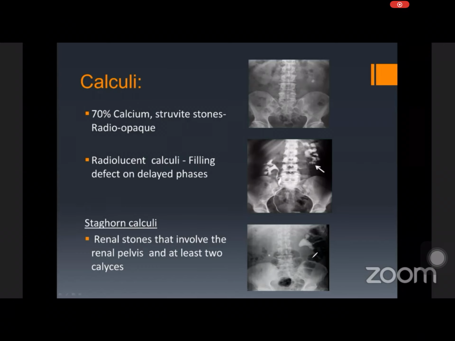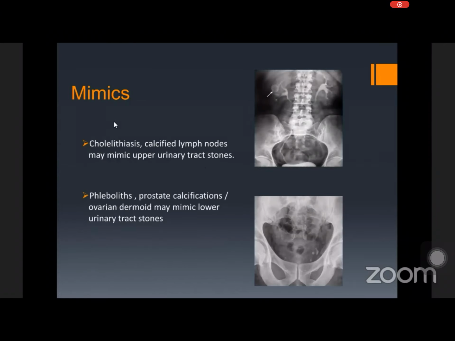So not all radio opacities we see on a plain SCOUT film are renal calculi. We have to be aware of some of the common mimics of urinary tract stones. So the common things which can mimic upper urinary tract stones are gallbladder stone or calcified lymph node. So here we see a well-defined calcific ovoid opacity, which is superimposed on the right renal shadow, and this is nothing but a calcified gallbladder stone.